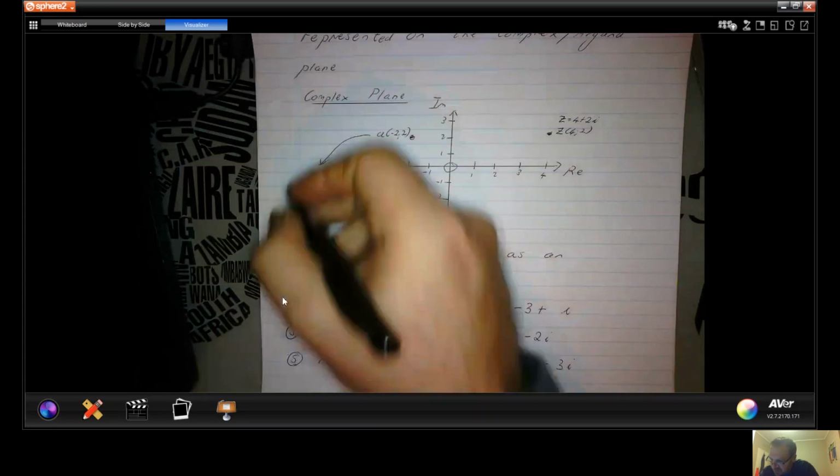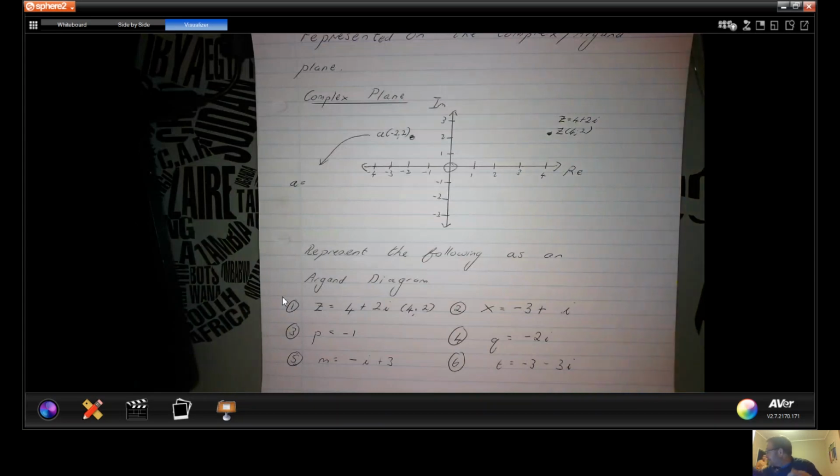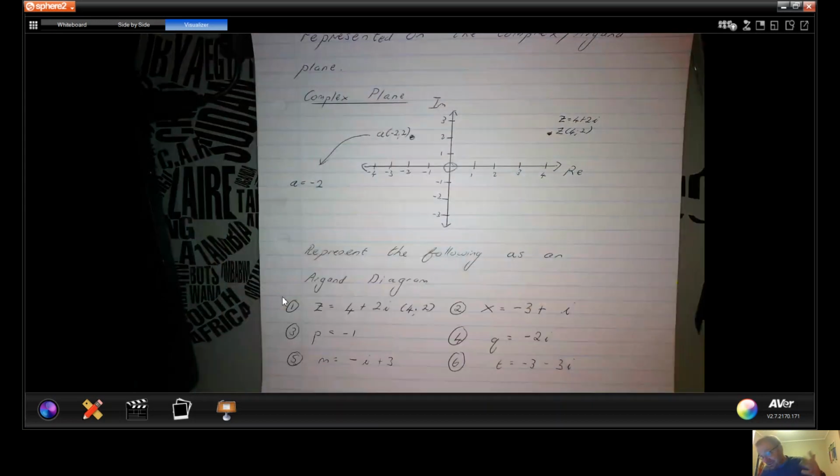Okay. Well, Jasmine says that represents a complex number. A is equal to negative 2 plus 2i. So A is equal to negative 2 plus 2i.